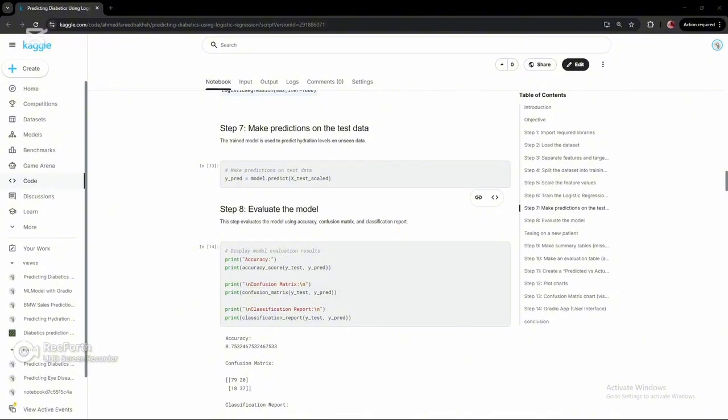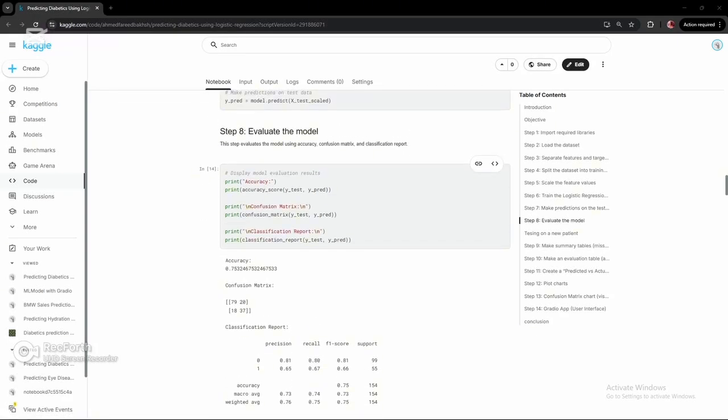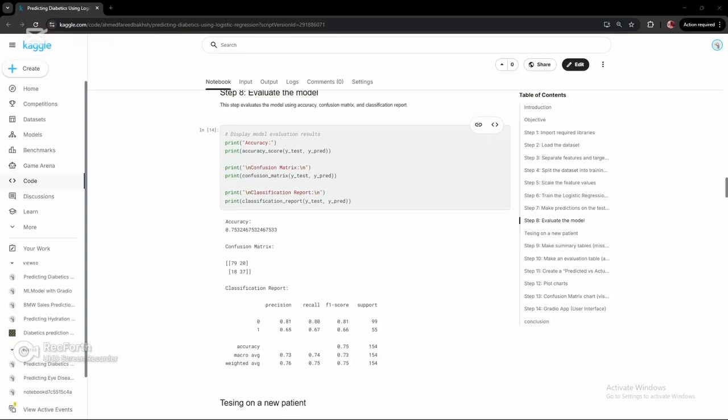I evaluated the model using several metrics. The model achieved an accuracy of approximately 75%. I also generated a confusion matrix and a classification report. As you can see from the results, the model performs better on non-diabetic cases. It performs reasonably well on diabetic cases, but still has room for improvement. Using multiple metrics helps provide a balanced evaluation instead of relying only on accuracy.